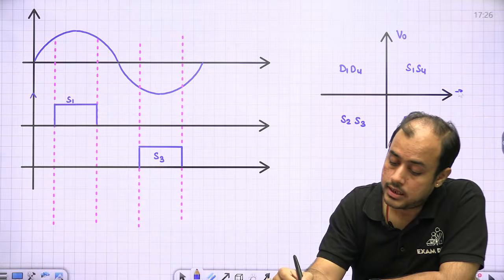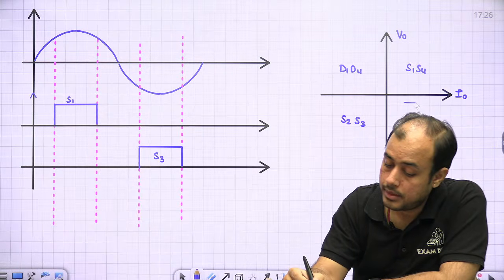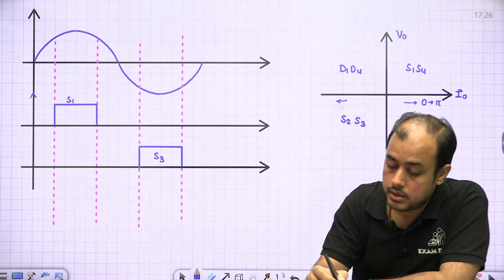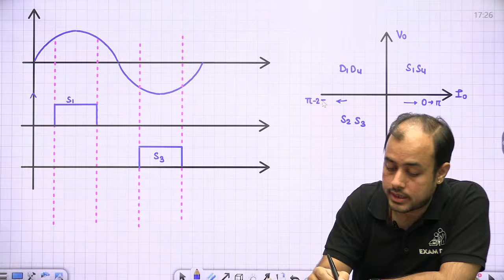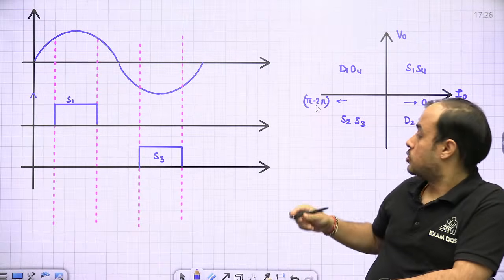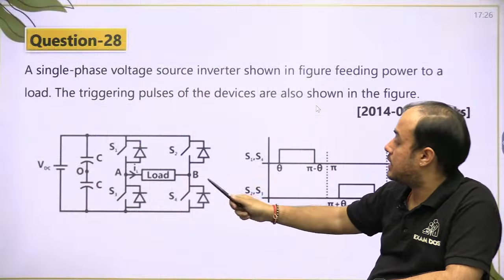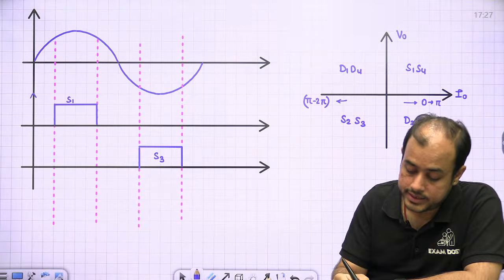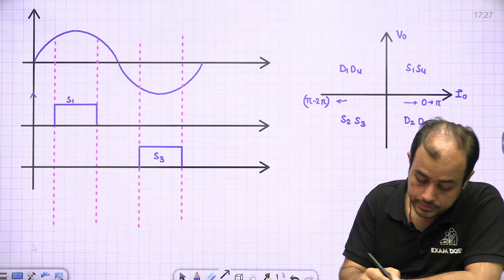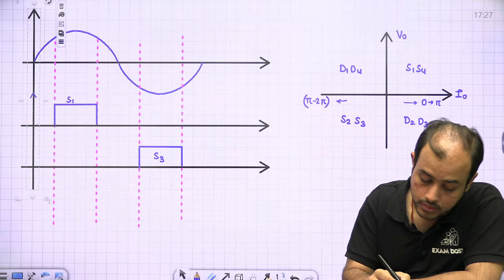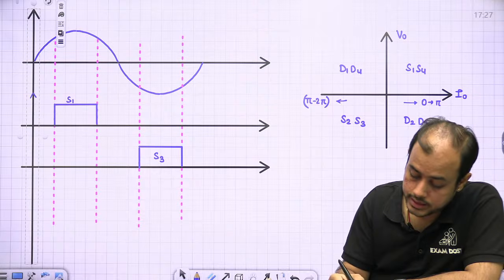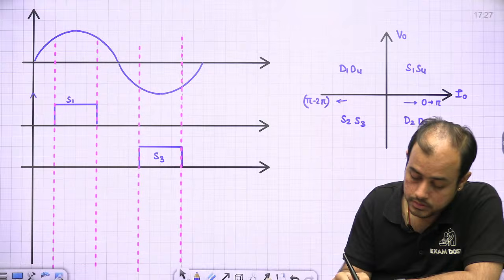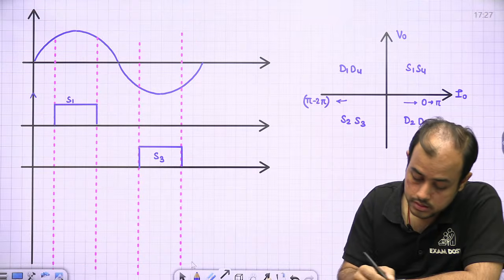So now beta, between 0 and pi current is positive. Pi to 2 pi, this is the current. Okay. So if S1 conducts, beta, then VA0 will be VDC by 2. If S1 conducts then VA0 will be VDC by 2.